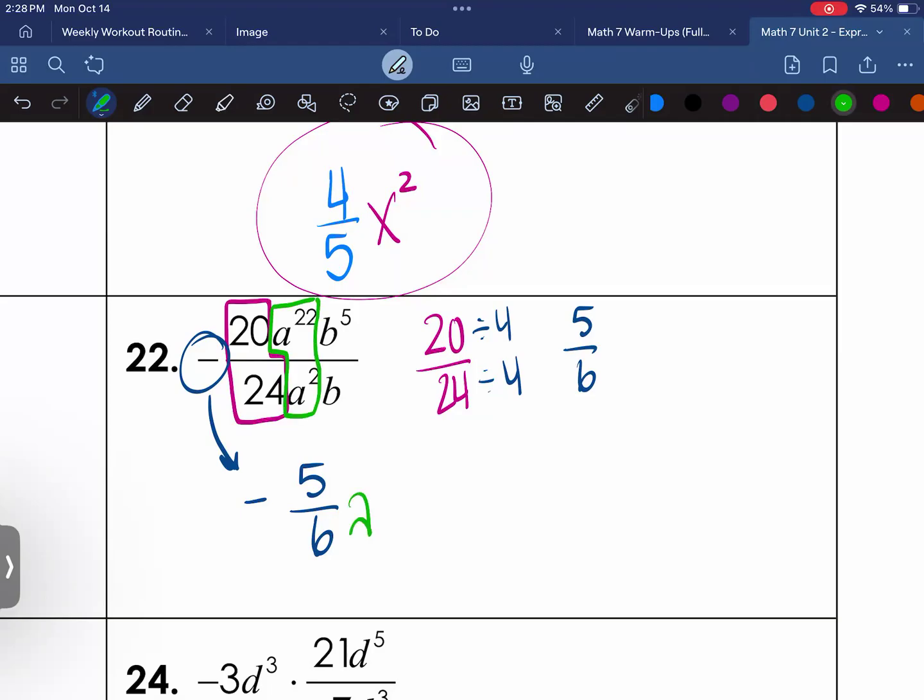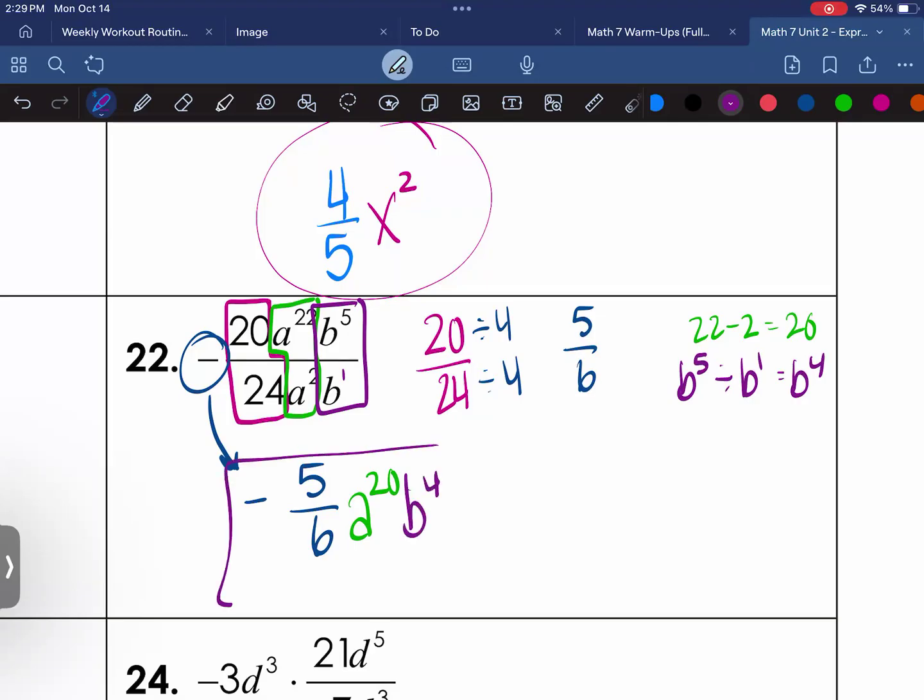So A, we have to do 22 minus 2. That's going to get us 20. So that's our new exponent. And then B, remember nothing there, so it's a 1. So we have B to the 5th divided by B to the 1st power. 5 minus 1 equals 4. So we have B to the 4th power. That is our final answer.